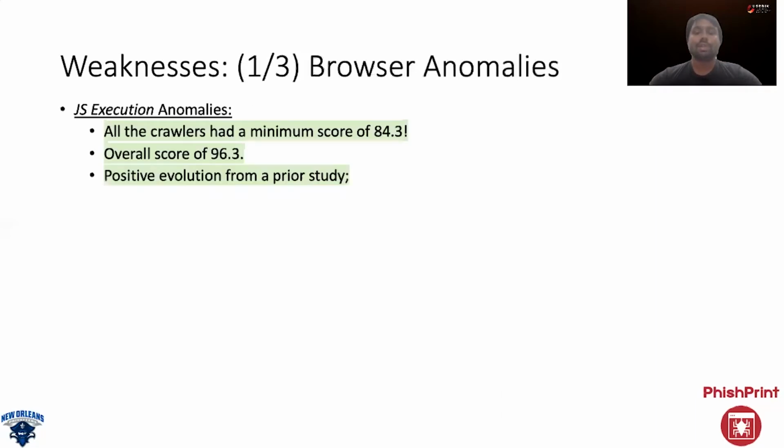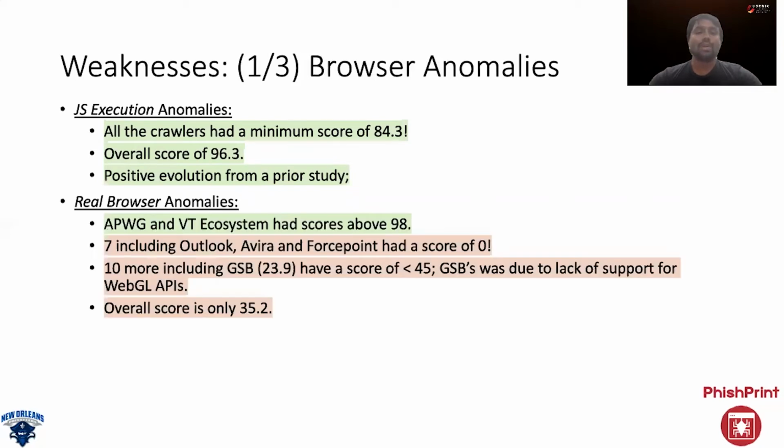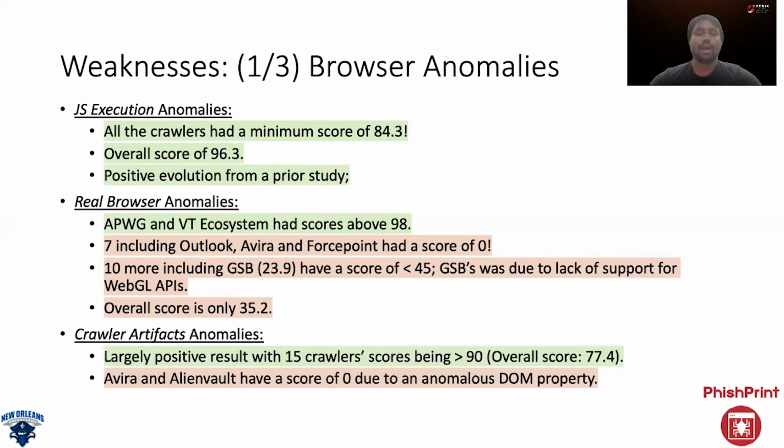The JS execution anomalies showed that most of the crawlers were able to execute some form of JavaScript, whereas on the real browser anomalies, except for APWG and the VT ecosystem, most crawlers had some form of real browser anomalies. Taking the example of Outlook, Avira, and Forcepoint, which had a score of 0, this basically means that none of the URLs were requested with real browsers. Taking the example of GSB, which had a score of 23.9, it was lacking support for the WebGL API.